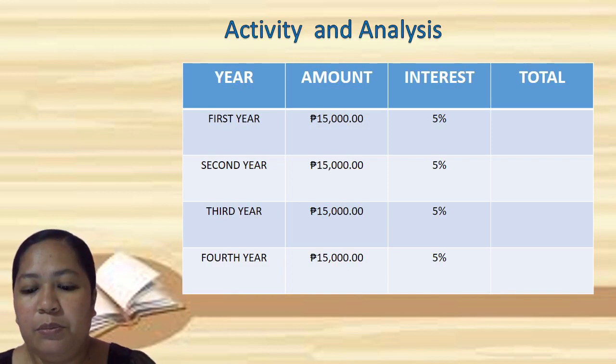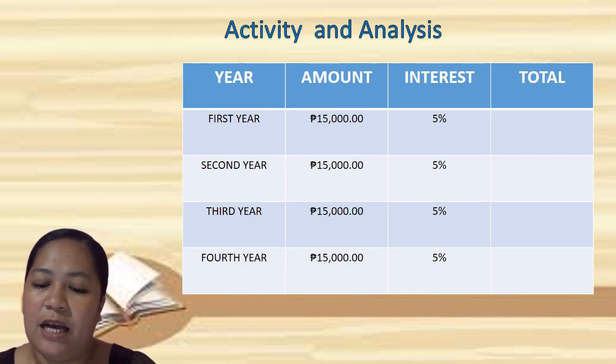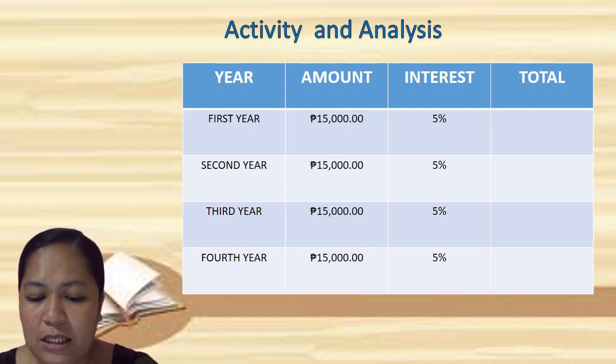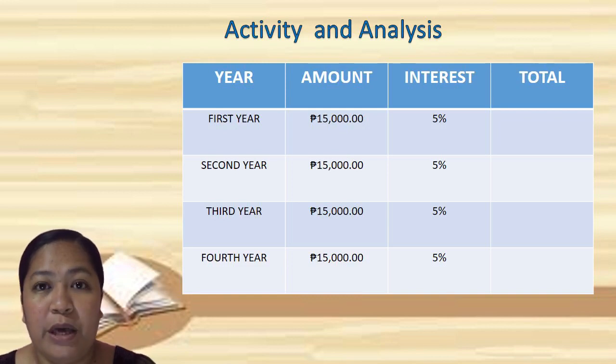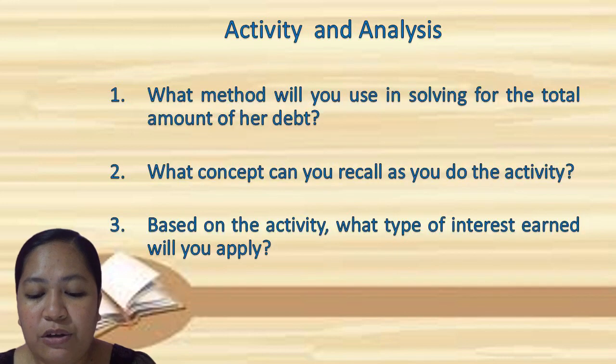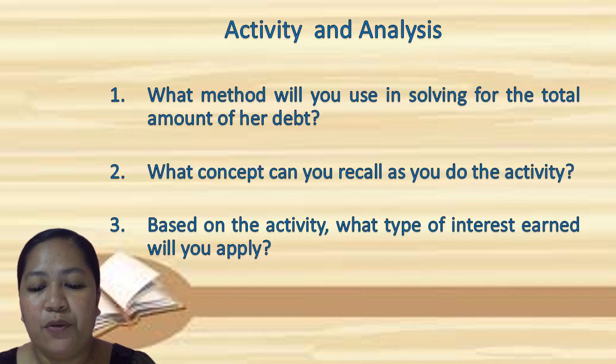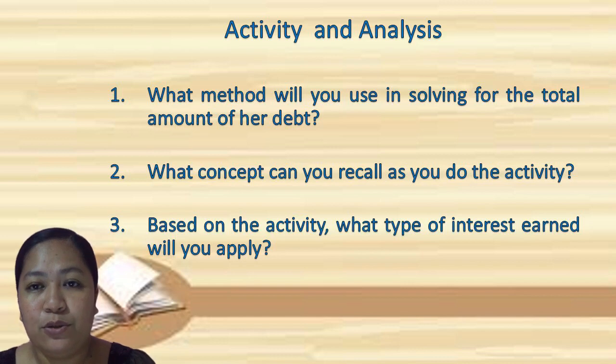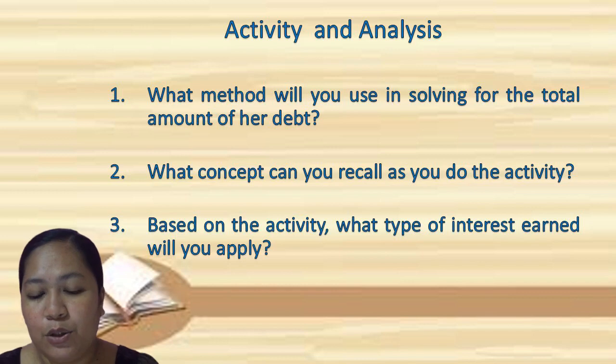This will be your activity and analysis. But before we answer this particular activity, let us first check what the steps or the formula are that we will be using. These are the questions that we need to answer. First, what method will you use in solving for the total amount of her debt? Second, what concept can you recall as you do the activity? And lastly, based on the activity, what type of interest earned will you apply?